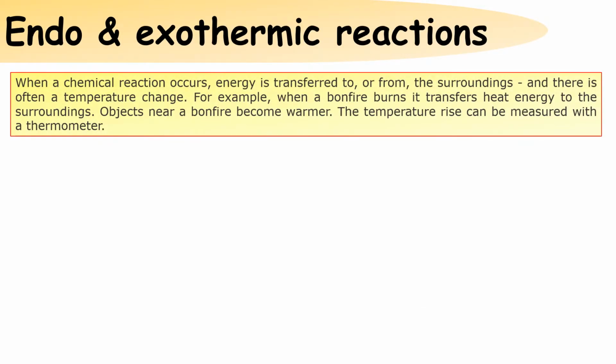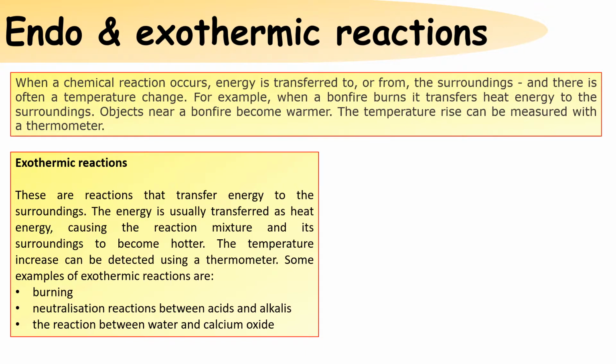When a chemical reaction occurs, energy is transferred to or from the surroundings, and there is often a temperature change. For example, when a bonfire burns, it transfers heat to the surroundings. Objects near the bonfire become warmer. The temperature rise can be measured with a thermometer.